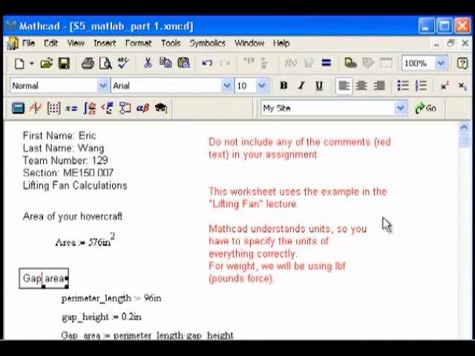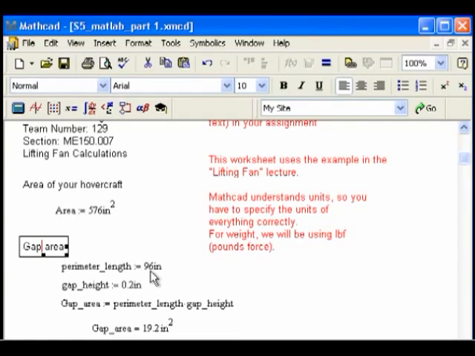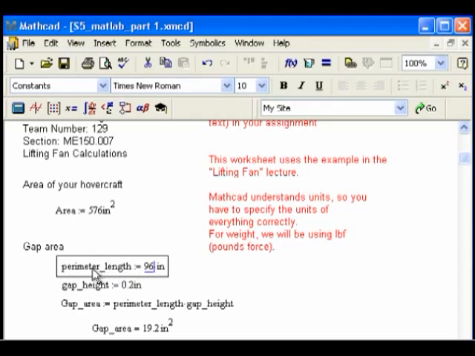Again, this is a text. Perimeter length. Again, it's the example from the square hovercraft, so it's 96 inches. I just entered this. This is something I typed in. Gap height. And remember, this is kind of a holdover. If you can't use spaces in names, so you have to use these underscores. So gap height was the 0.2 inches. We talked about that in the lifting fan lecture.